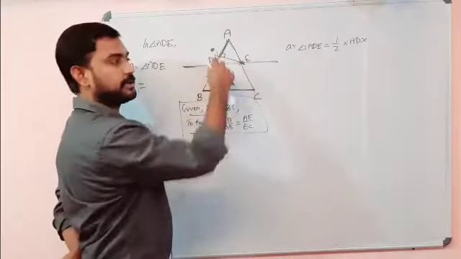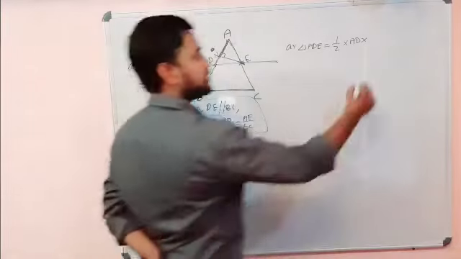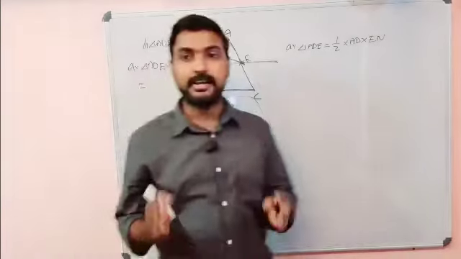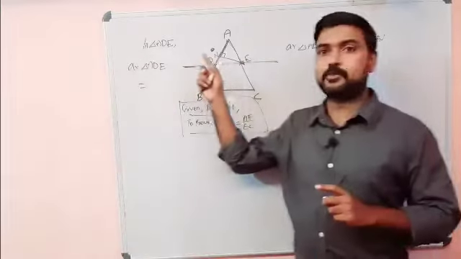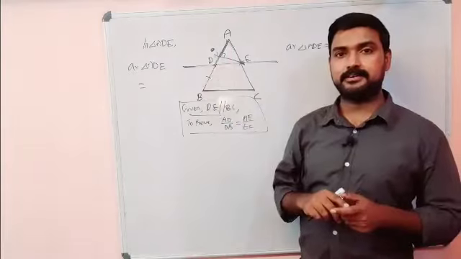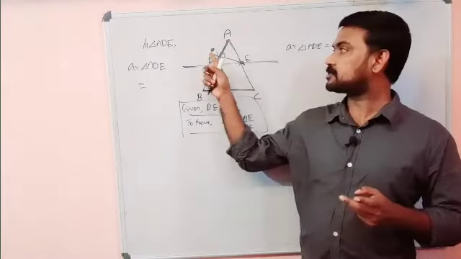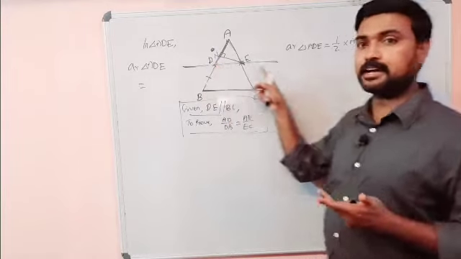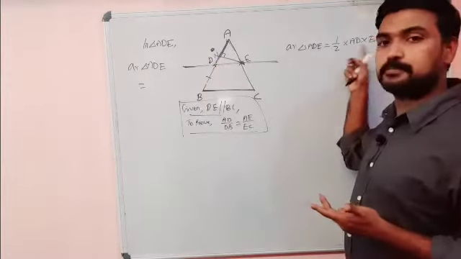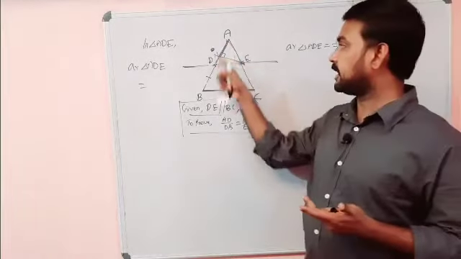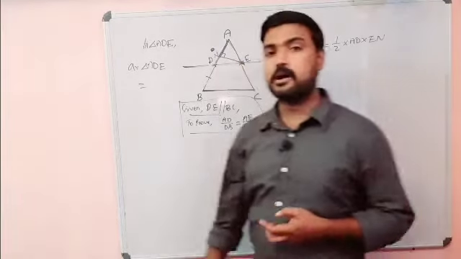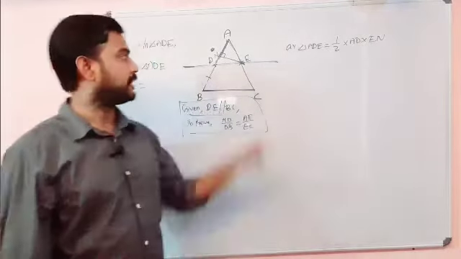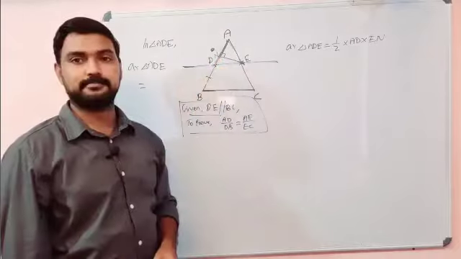If AD is the base, what is the height? EN. Once again, listen. What are we going to find? The area of triangle ADE, this small triangle ADE. Where are we standing? Here. So what is the base? AD is the base. So how do we find the area of a triangle? Area of a triangle is equal to half into base into height. Here the base is AD and the height is EN. So half into AD into EN, where AD is the base and EN is the height.